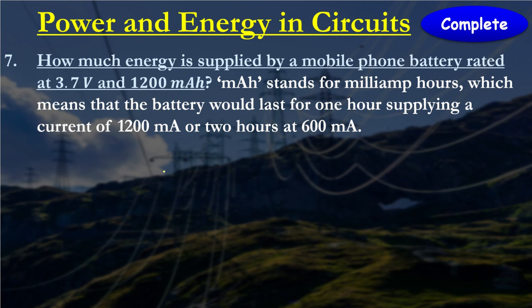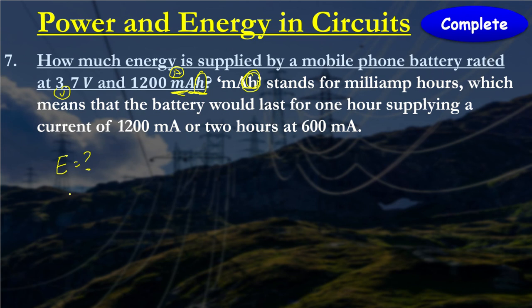Alright, so let's go through the last two questions. It says how much energy is applied to a mobile phone battery rated at this particular voltage at this particular ampere. Now the symbol mAh, so mA means milliamps, h means hours. The question is asking how much energy we've used up, so energy is what we're trying to find. Now, in a way, you can sort of think of this as the power rating as well.